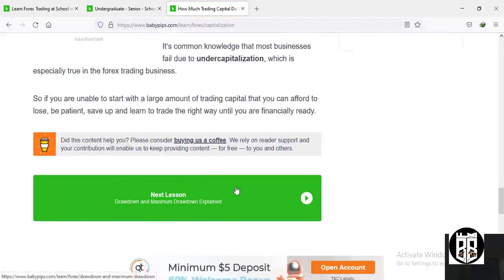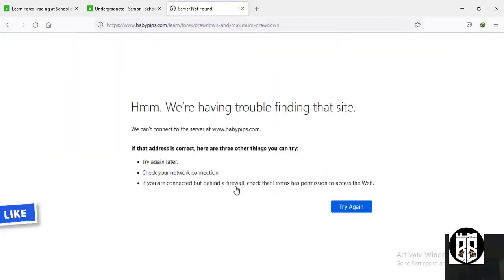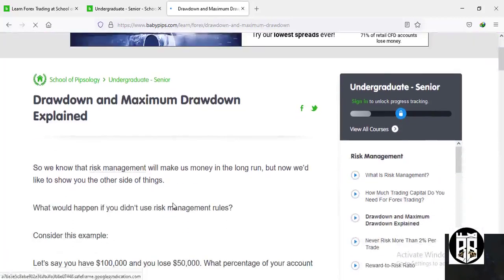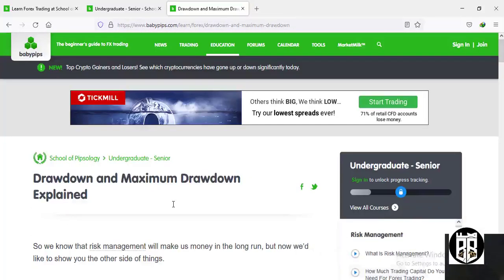So now let's look at the next lesson that says drawdown and maximum drawdown explained. But I don't have it here. What's going on? So here we are on drawdown, maximum drawdown. I lost connection. I just connected back.